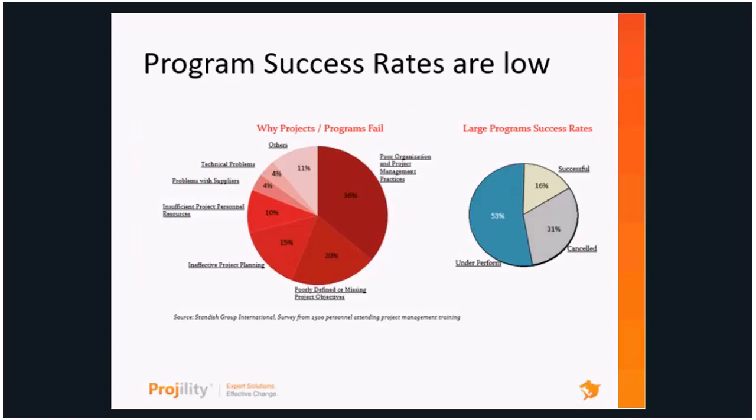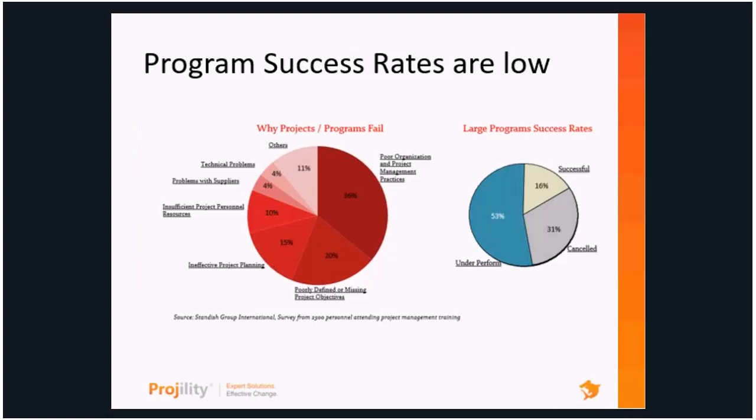But the reality is program success rates aren't that high. If we look at the chart on the right, large program success rates, the majority of them either underperform or are canceled. In fact, as of Standish Group's report here, from 2,500 projects and programs, only 16% of those programs were deemed to be successful to realize the business outcomes. So if we can move to the left of that and understand why that is, we can start to drill down and say, well, can I use different processes, train my people, and also leverage technology like Microsoft PPM to get better at those things.